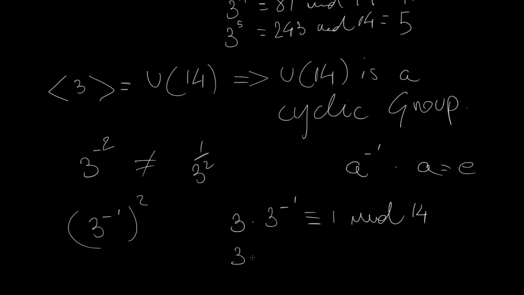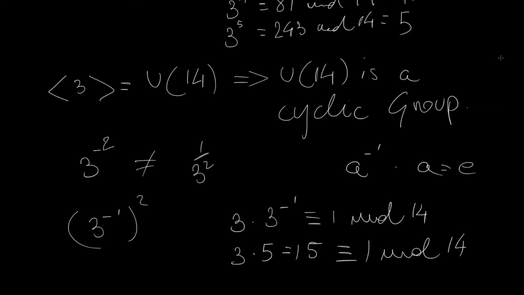And we know that 3 times 5 is 15, which is congruent to 1 mod 14. I hope it's clear. When you see 3 inverse, you have to substitute it with the inverse of 3 in the group. When you see 3 to the negative 1, think 3 inverse and substitute it with the inverse of 3. Find it in the group and substitute.